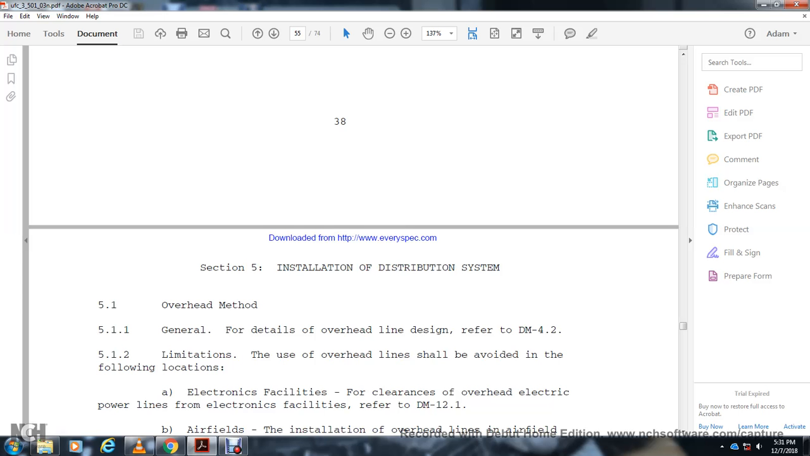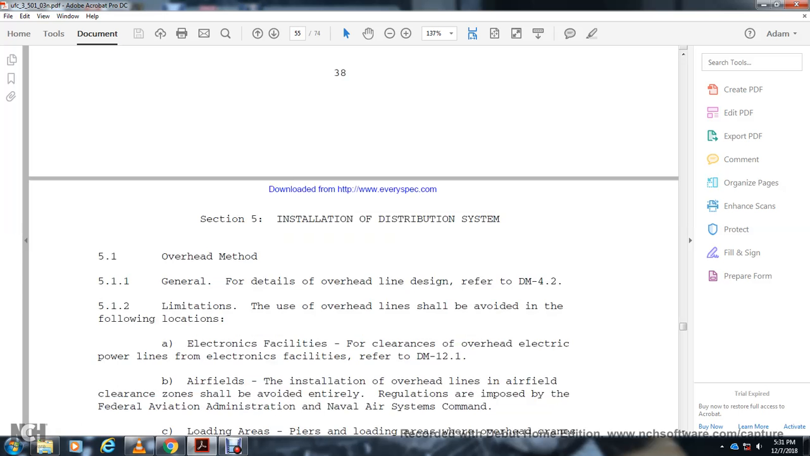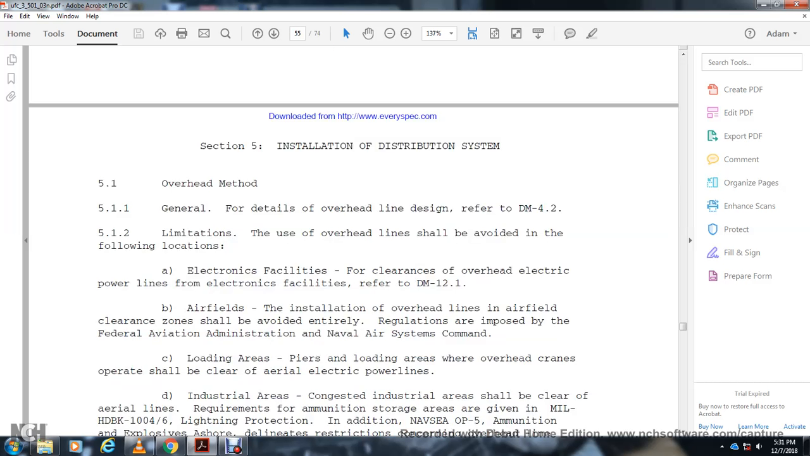Electronic facility: for the clearance of the overhead electrical power line with the electronic facility, refer to DM12-1. The airfield: for the installation of overhead lines at the airfield, avoid it entirely, with the regulations imposed by the Federal Aviation Administration and the Air Systems Command. Loading areas with pilots and floating cranes: the operation of overhead cranes clearly conflicts with aerial electrical power lines.